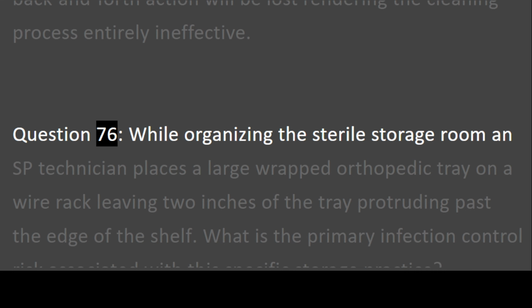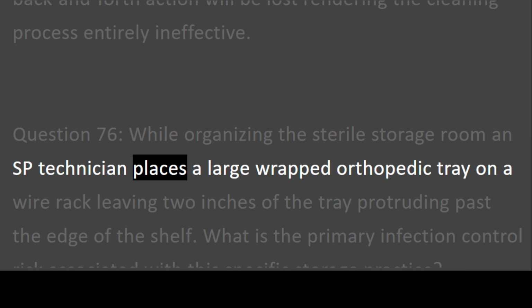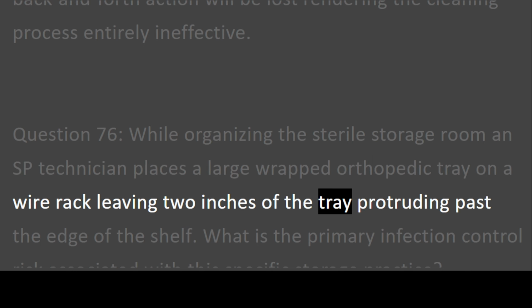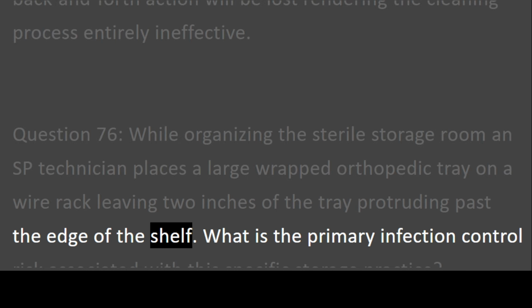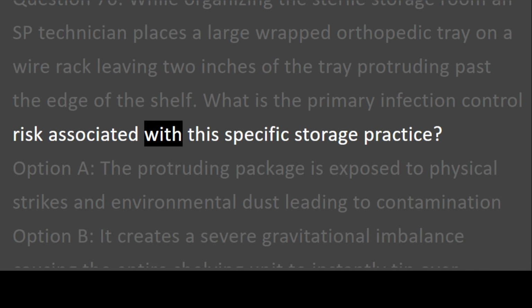Question 76. While organizing the sterile storage room, an SP technician places a large wrapped orthopedic tray on a wire rack, leaving 2 inches of the tray protruding past the edge of the shelf. What is the primary infection control risk associated with this specific storage practice?